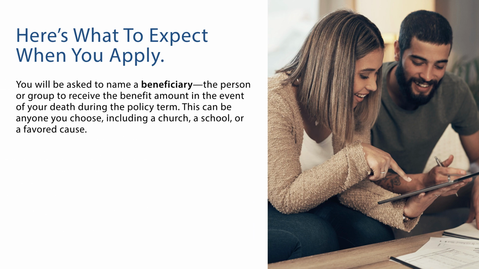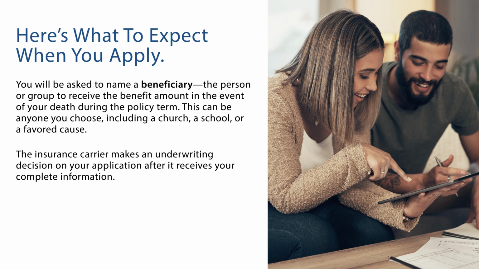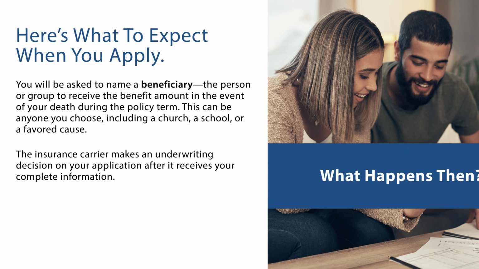You will be asked to name a beneficiary, the person or group to receive the benefit amount in the event of your death during the policy term. This can be anyone you choose, including a church, a school, or a favored cause. The insurance carrier makes an underwriting decision on your application after it receives your complete information. What happens then?